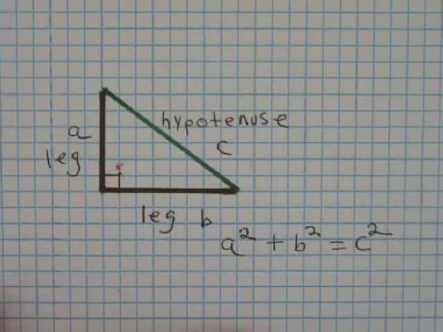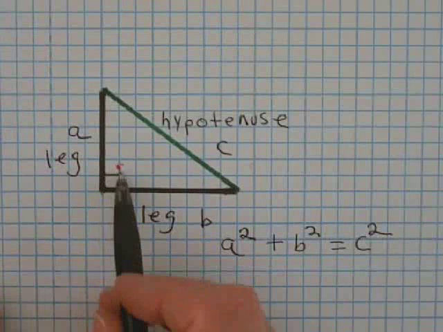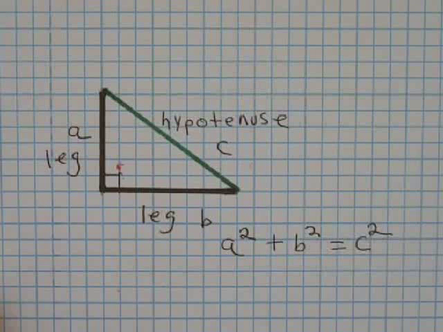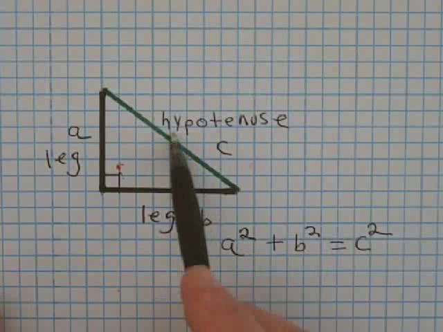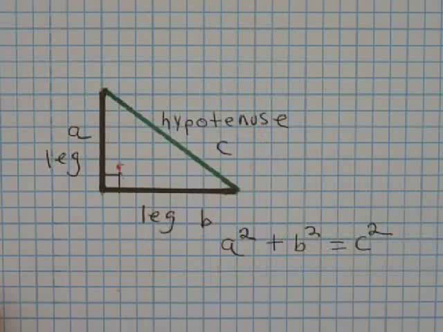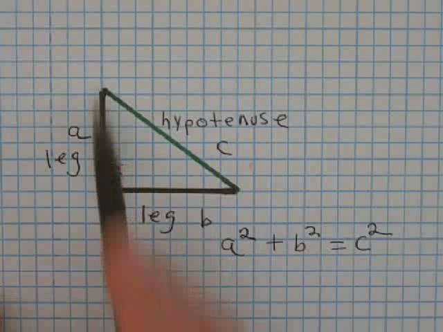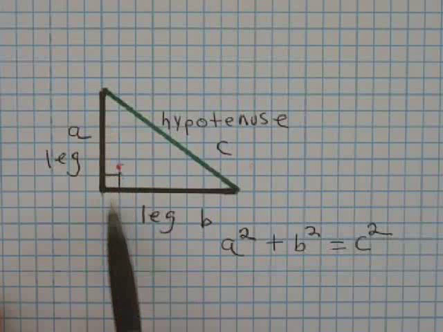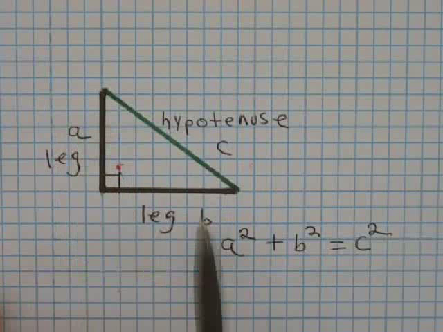We know this is a right triangle because this right angle symbol indicates that this particular triangle is a right triangle. And the longest side of every right triangle is referred to as its hypotenuse. That's not hippopotamus, it's hypotenuse, Greek word. The other sides of the triangle are known as its legs. So this would be leg A and leg B, or side A and side B.